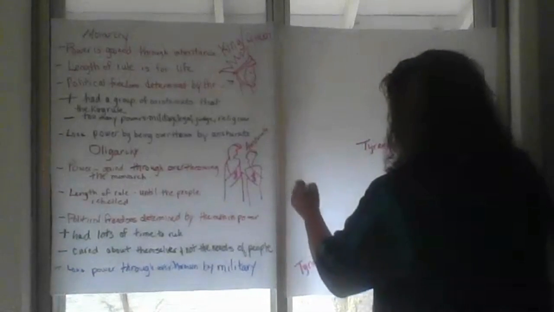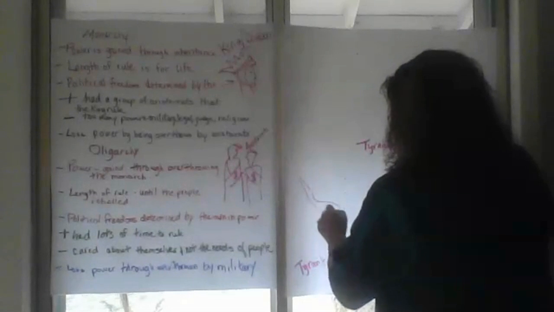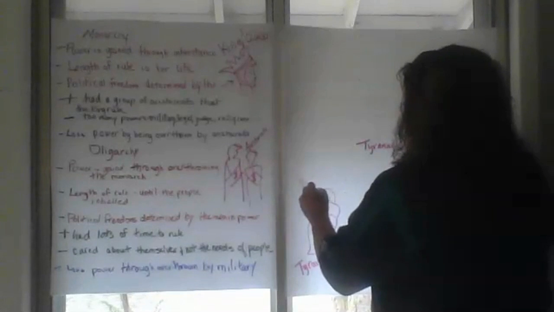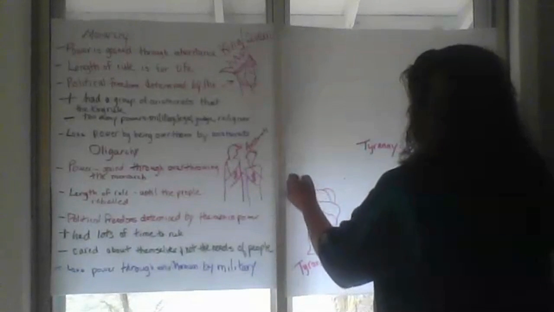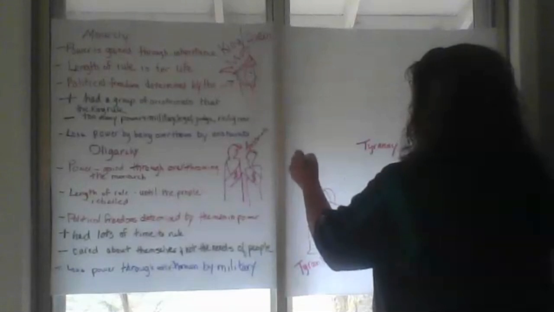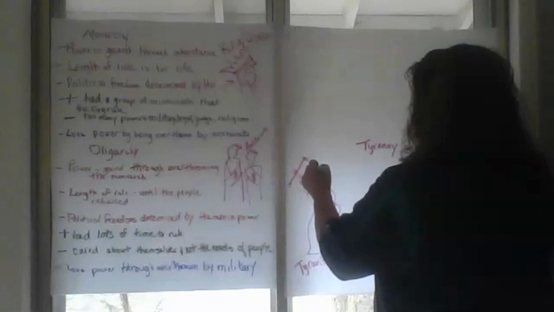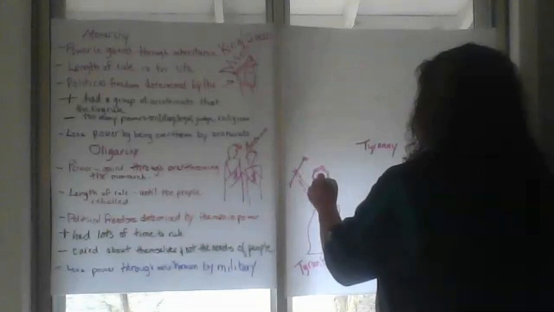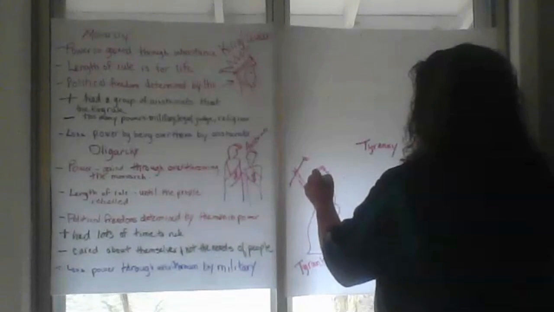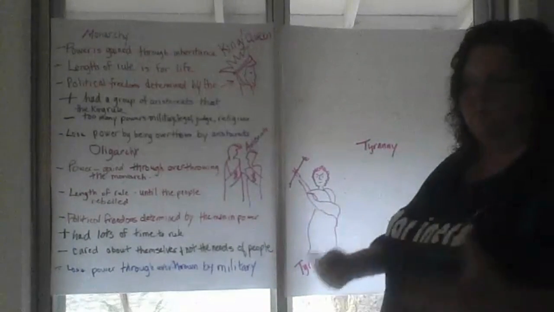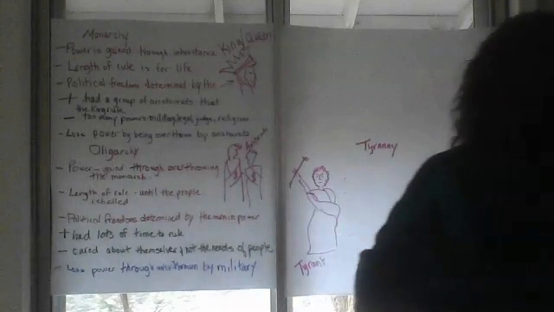Okay, here's a tyrant. I'm not a very good drawer. You know how they wore all those robes in Egypt or in Greece? Okay, so that's a throne. He's holding a weapon or a scepter because he is glad to be in control over all the people.